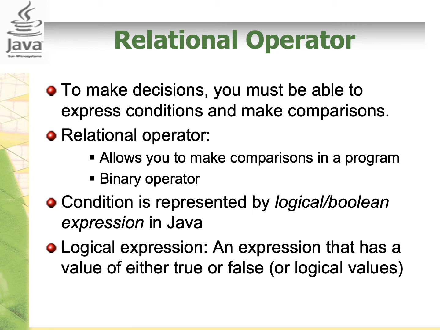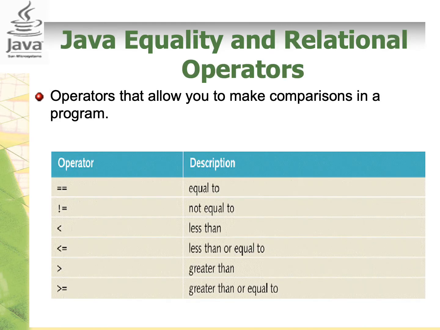Relational operator. To make decisions, you must be able to express conditions and make comparisons. Relational operator allows you to make comparisons in a program. It uses the binary operator. Condition is represented by logical or Boolean expression in Java, where logical expression is an expression that has a value of either true or false. This table here lists out the operators that we could use. Let's look at each of these one by one.